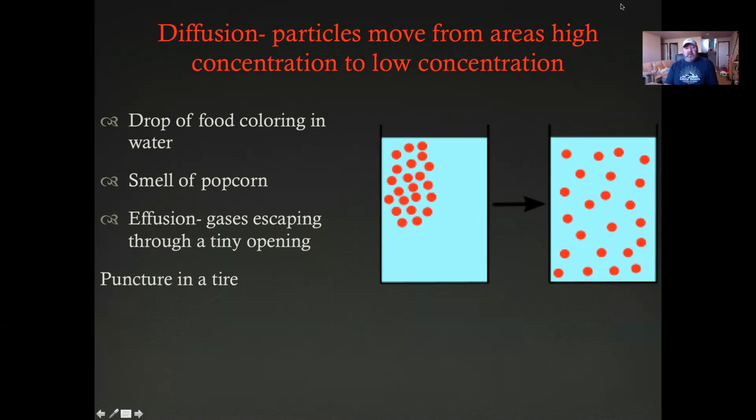Now, diffusion is a property of gases and liquids, yes, gases and liquids. Sorry, I'm thinking fluids in my head.